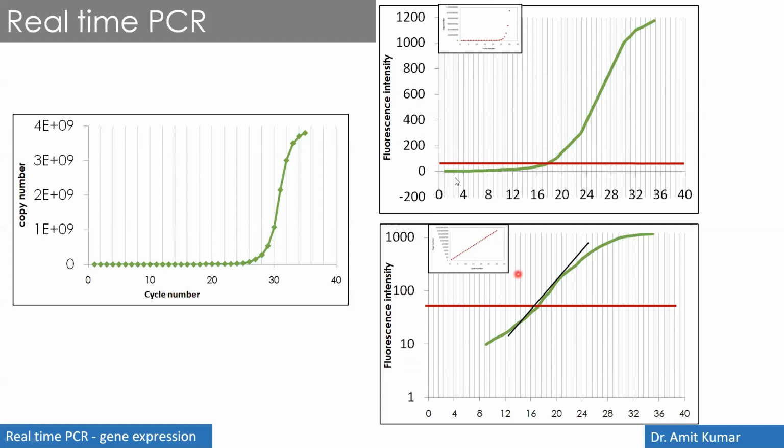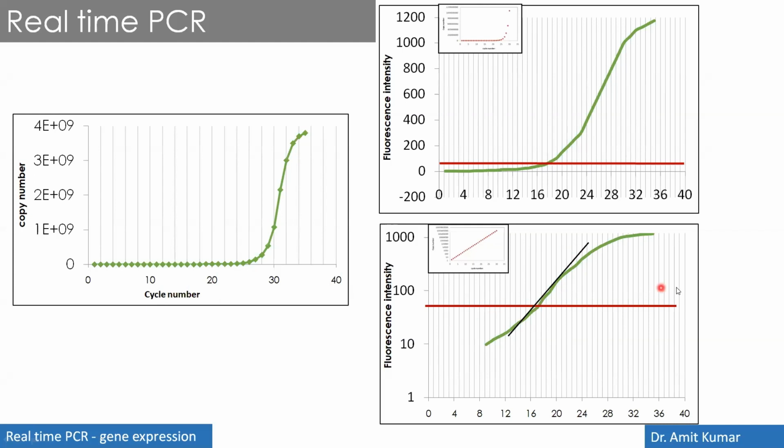So what you will notice is that the threshold line, which I will explain in the next slide, is too far below in the graph, which is difficult to analyze. However, once you convert it into the logarithmic scale, there is a linear phase, and generally for gene expression purposes, we look into the linear phase of the amplification curve in this particular place.